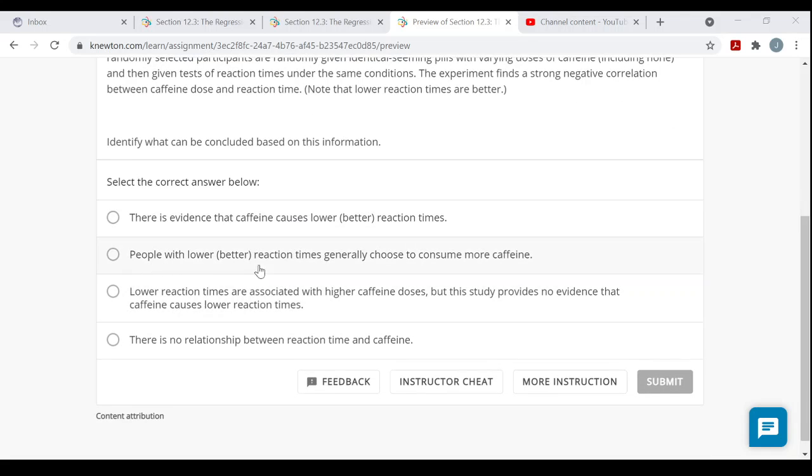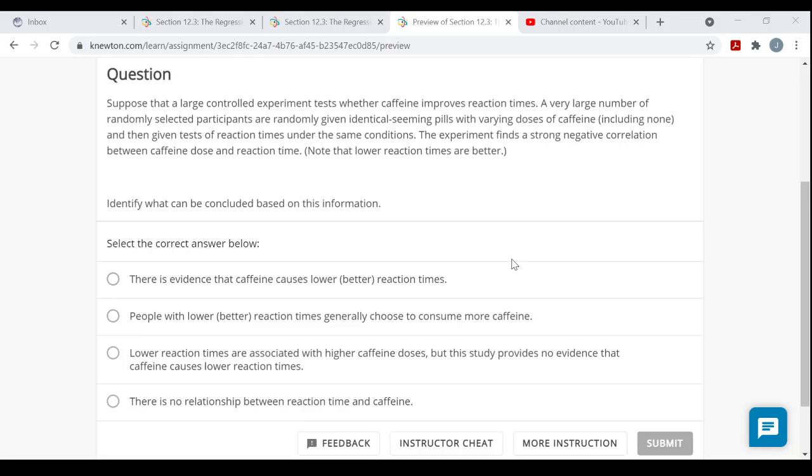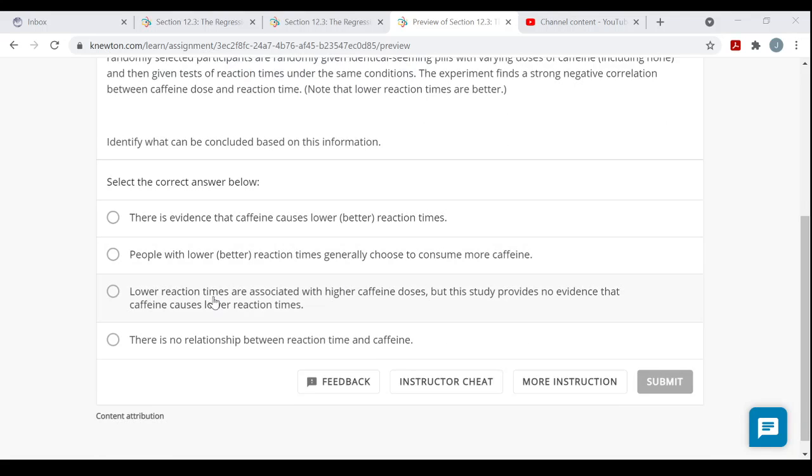Here, people with lower reaction times generally choose to consume more caffeine. No, that's not what's being said here at all. Lower reaction times are associated with higher caffeine doses. That is what's being said here. There's a strong correlation, negative correlation, between caffeine dose and reaction time.